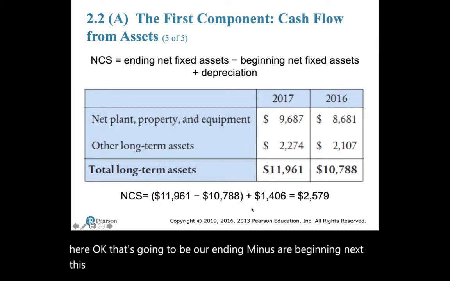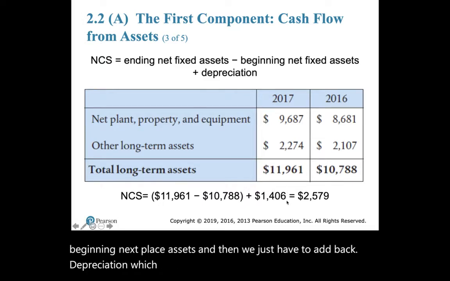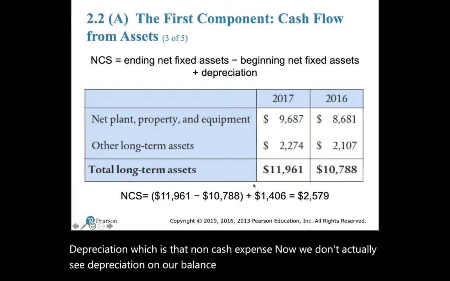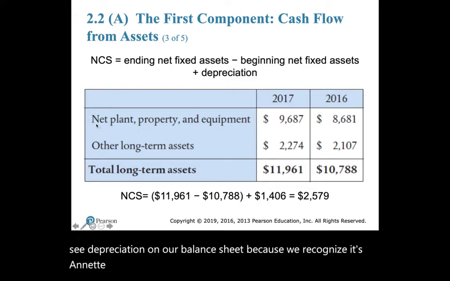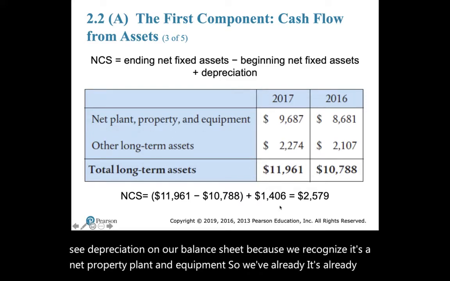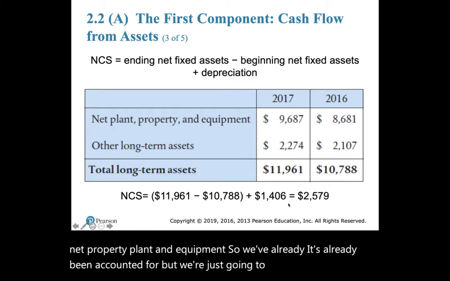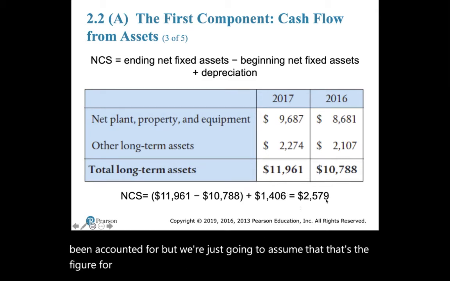And then we just have to add back depreciation, which is that non-cash expense. Now, we don't actually see depreciation on our balance sheet because we recognize it's a net property, plant, and equipment. So it's already been accounted for, but we're just going to assume that that's the figure for depreciation. And this is how we arrive at the net capital spending.